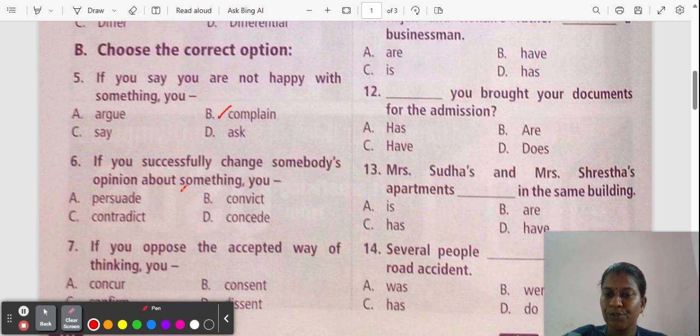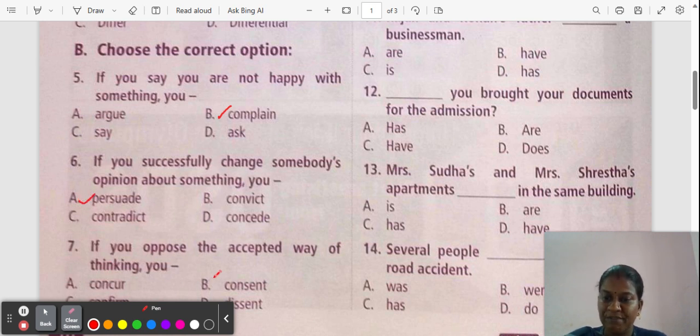Then question number 6. If you successfully change somebody's opinion about something, you option A persuade, option B convict, option C contradict, option D concede. The meaning of persuade is to make somebody believe something. Option B, convict, is a noun, a person who has been found guilty. Contradict means to say something is not true. Concede means to allow somebody to take something. Here the correct verb is option A, persuade.